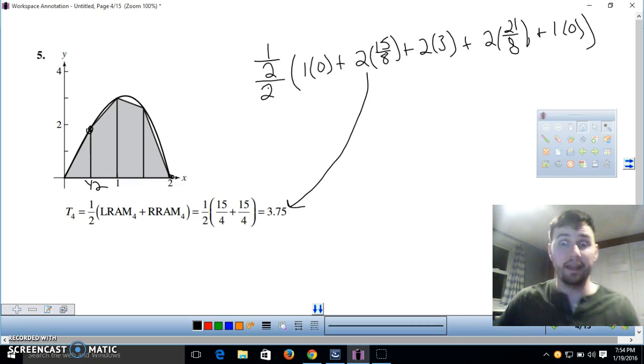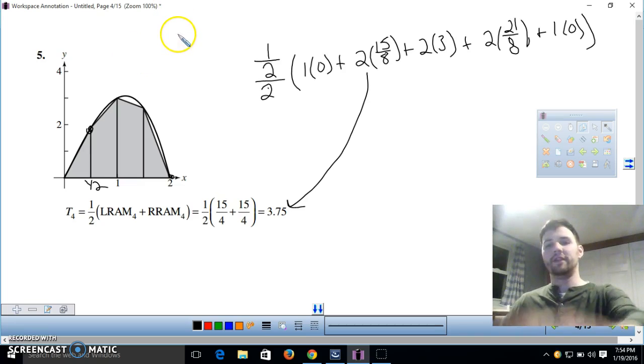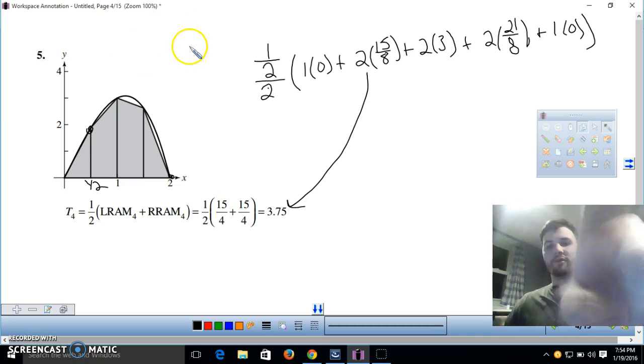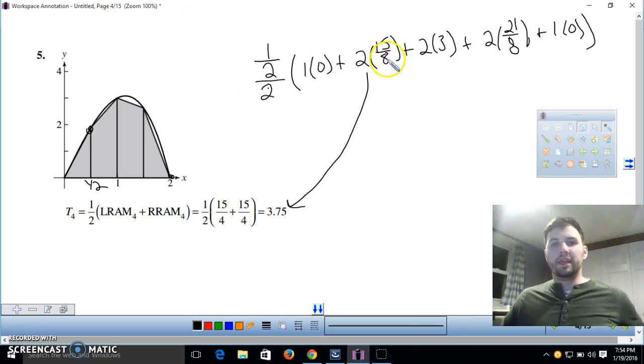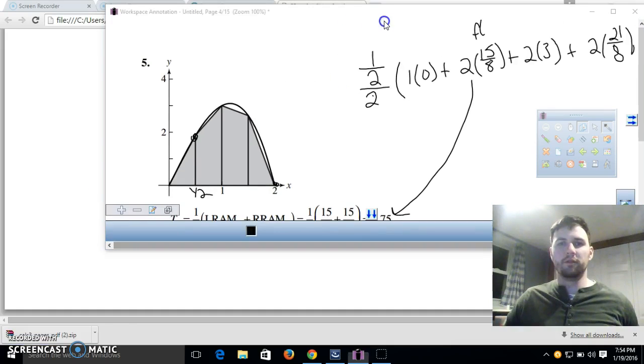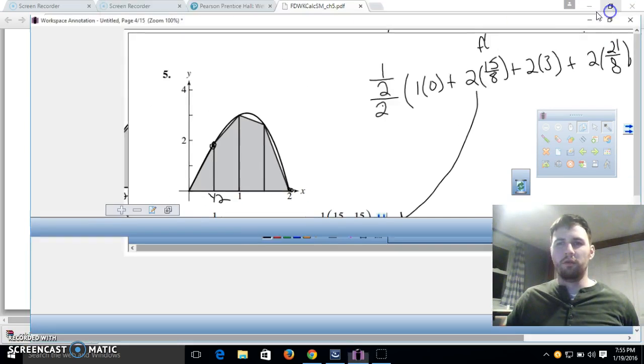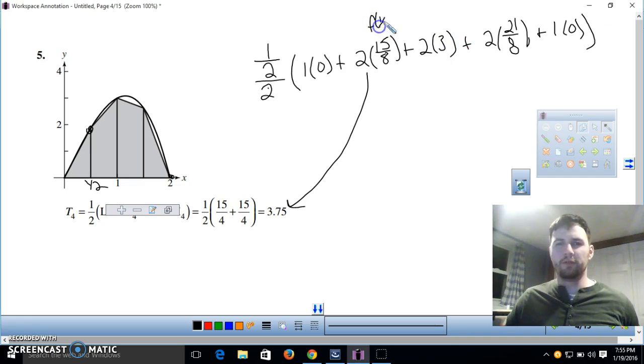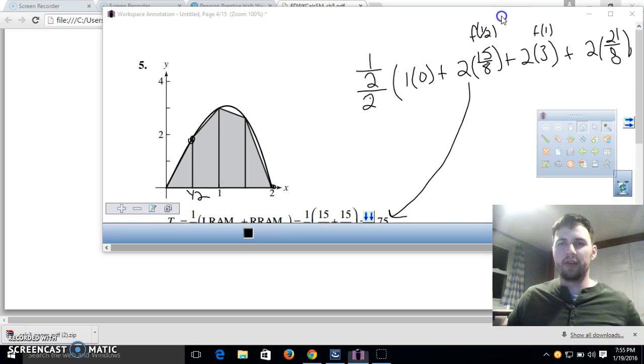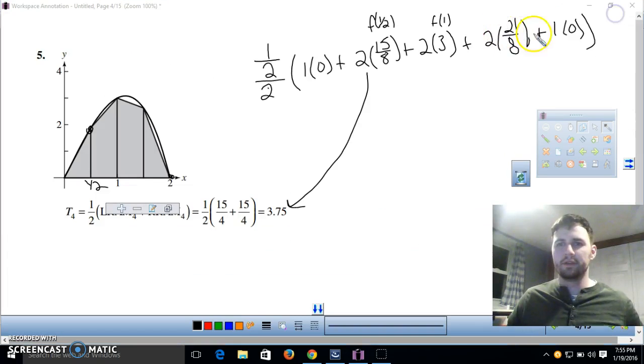I'm going to say it for the 1,000th time. You can't see where I'm pointing. We get these values by plugging in, like this is f of 1. This is f of 1/2. This is f of 1. This was f of 1.5. Alright? That's how we got those.